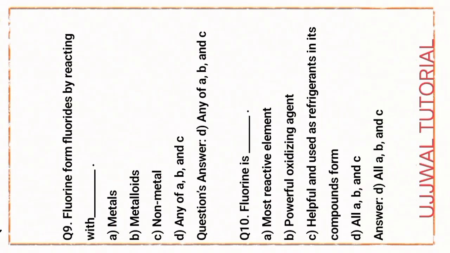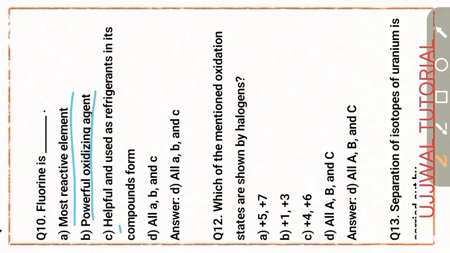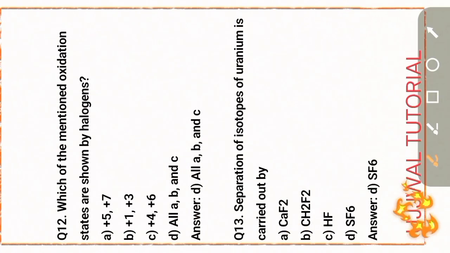Clear? Next, question number 10. Fluorine is the most reactive element, a powerful oxidizing agent, and is used as a refrigerant in its compound form. Option D is the right answer. Question number 12. Which of the mentioned oxidation states are known for halogens? Options A, B and C are all right, so option D is the right answer: +5 and +7, +1 and +3, +4 and +6.